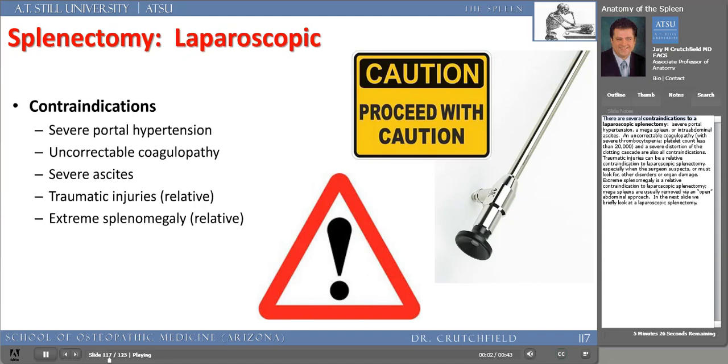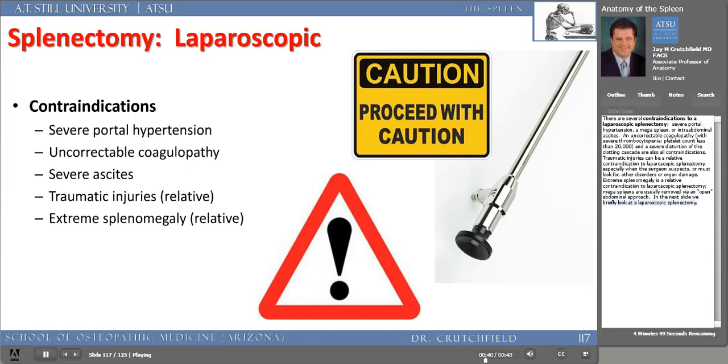There are several contraindications to a laparoscopic splenectomy. Severe portal hypertension, i.e. a megaspleen or intra-abdominal ascites, or an uncorrectable coagulopathy with severe thrombocytopenia and a severe distortion of the clotting cascade are contraindications. Traumatic injuries can be a relative contraindication to a laparoscopic splenectomy, especially when the surgeon suspects other disorders and or damage. Extreme splenomegaly is a relative contraindication. Usually for the megaspleens, those are removed via an open approach.